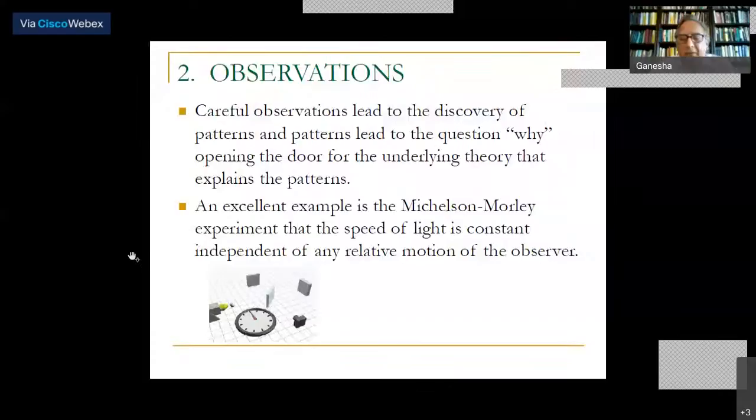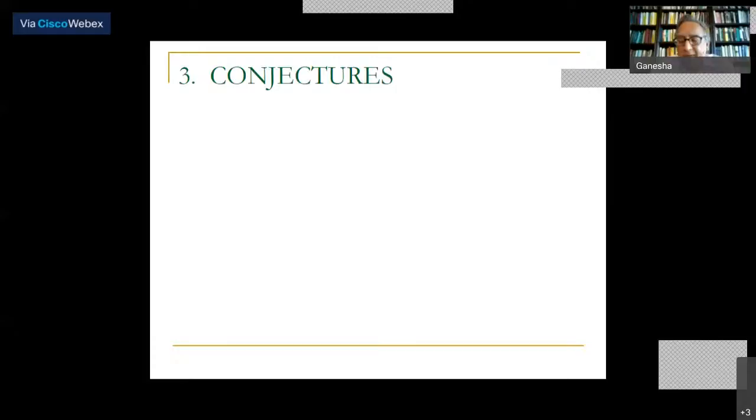And if you had a clock that moves with the thing and tries to calculate the speed, according to Newtonian physics, the second model should have a higher speed for light, but it didn't, and the speed of light came out to be constant. And we'll talk about this a little later, but I want to fuse the observation method with the conjecture method. So conjectures are a natural outcome of careful observations.